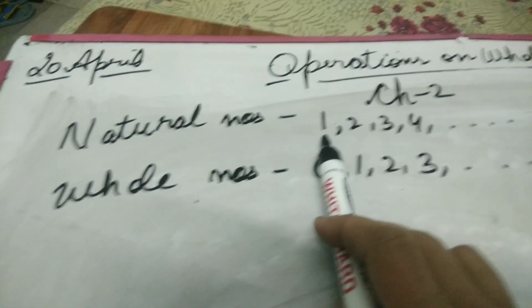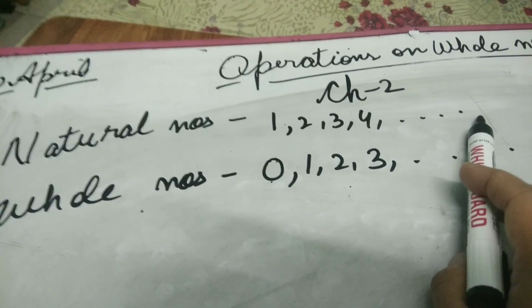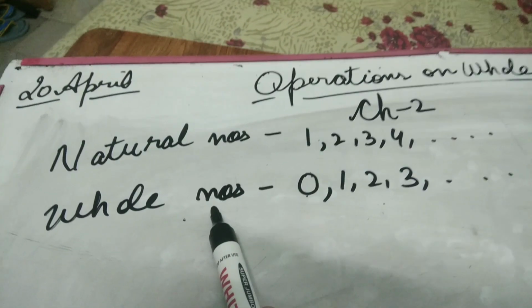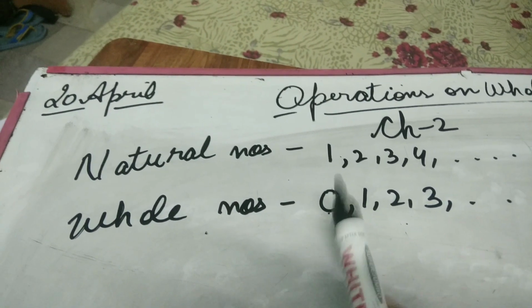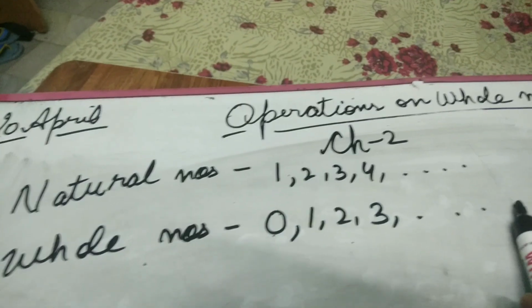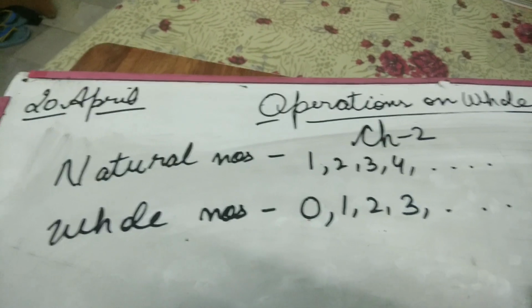So we can say here the smallest natural number is 1. We don't have any largest natural number, as it's countless. Next we have the whole numbers. The whole numbers begin from 0, and 0 is the smallest whole number. We don't have any largest whole number.